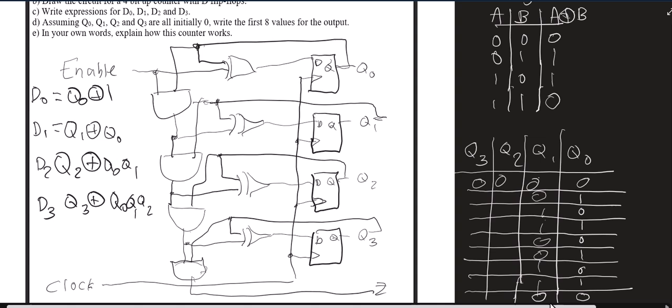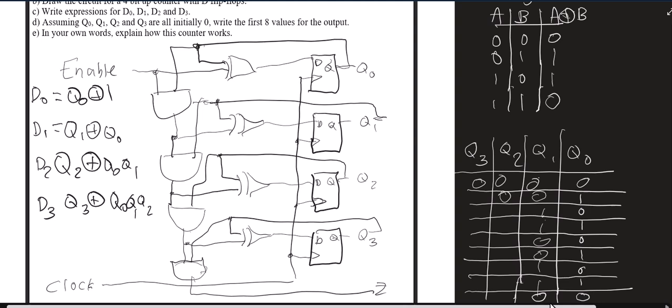Okay, so now let's look at Q2. So Q2 is going to be the exclusive OR of Q2 and Q0 and Q1. So it's going to be the exclusive OR of these ANDed together and that. So Q1 and Q0, what's that? 0. And so the exclusive OR of 0 and 0 is 0.